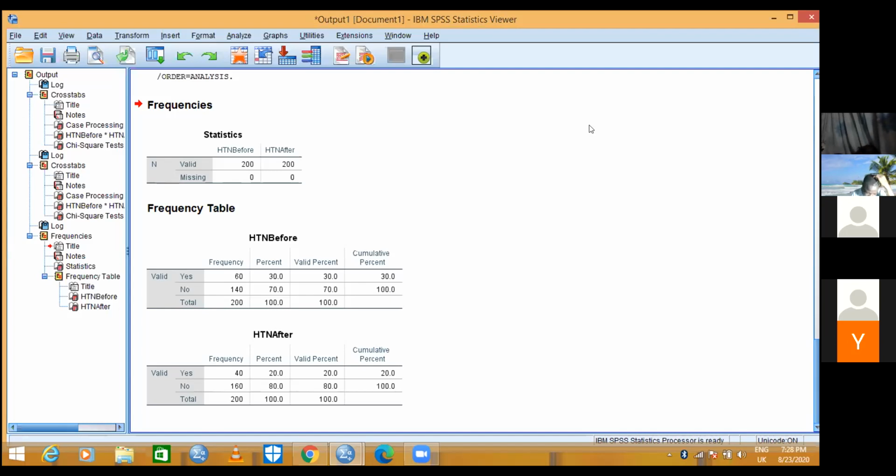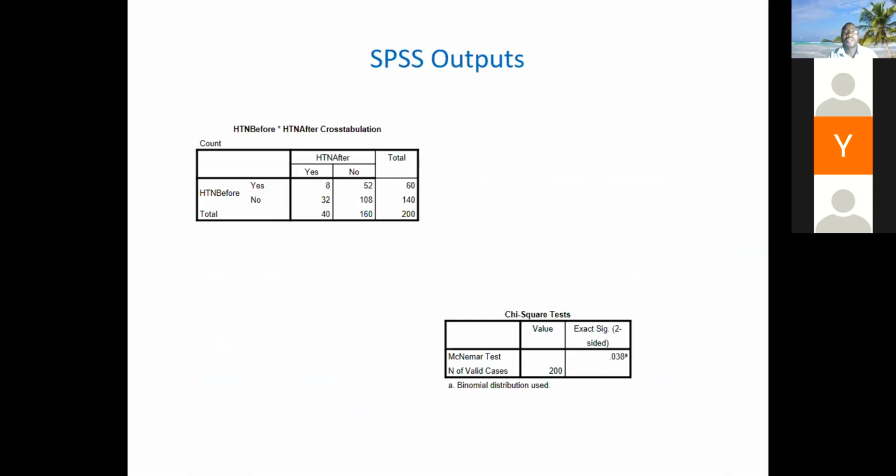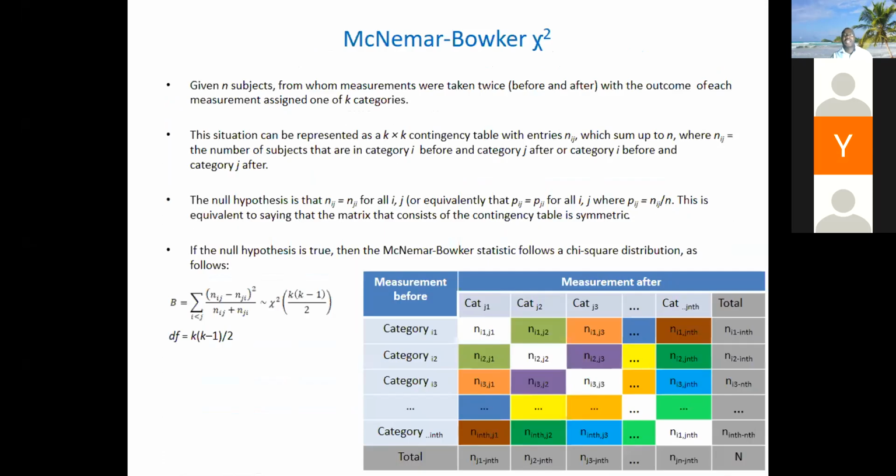Dr. Shiro. So let's quickly proceed. Okay, sir. Let's proceed to McNemar-Bowker.